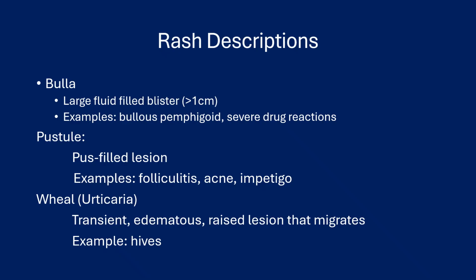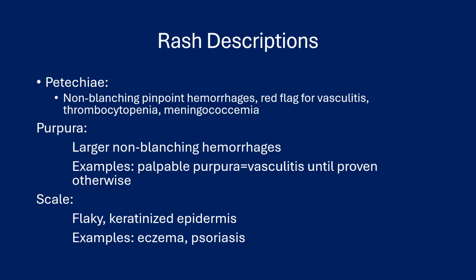A pustule is a pus-filled lesion. Examples: folliculitis, acne, impetigo. A wheal is a transient edematous raised lesion that migrates. Urticaria is where you commonly see wheals. Example: hives, rapid onset usually. Petechiae are non-blanching pinpoint hemorrhages, a red flag for vasculitis, thrombocytopenia, and occasionally meningococcemia. Purpura is larger non-blanching hemorrhages. Example: palpable purpura equals vasculitis unless proven otherwise.